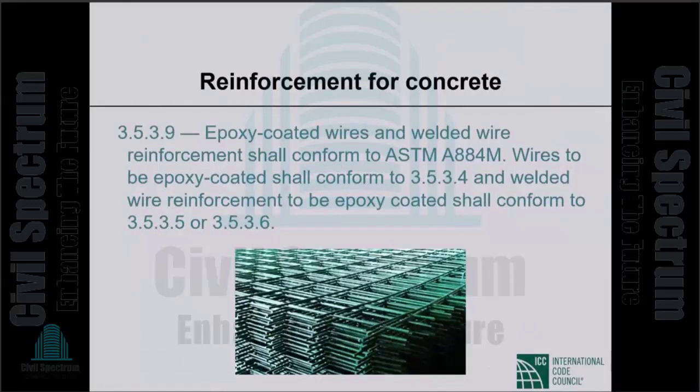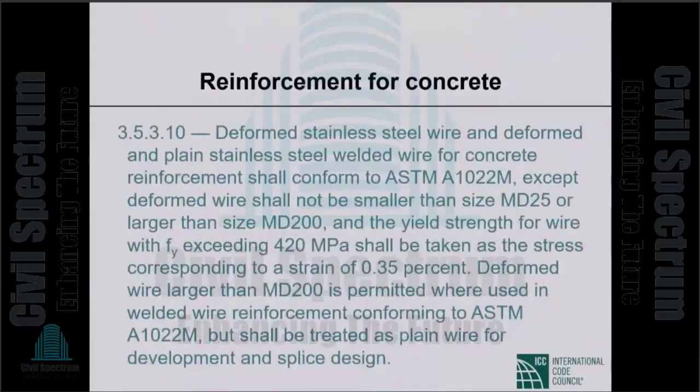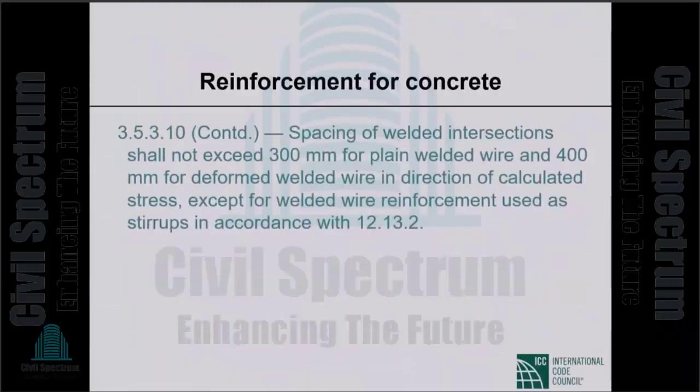This language is in ACI 318-08, not in BNBC 2020. I think I'm going to skip it because of that. But if you have an interest, please read it.